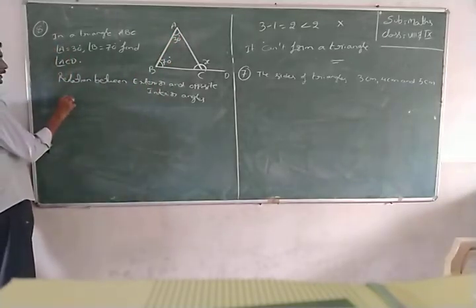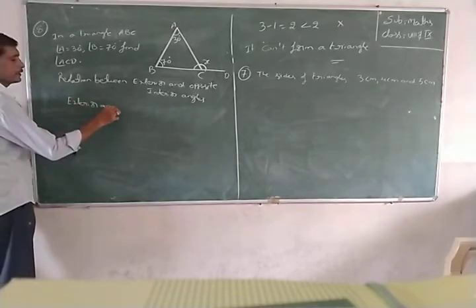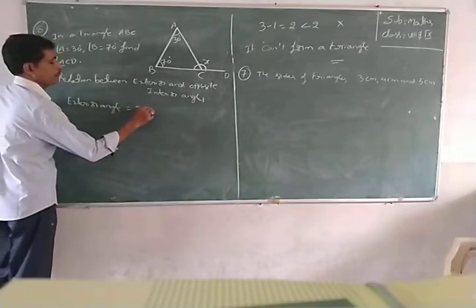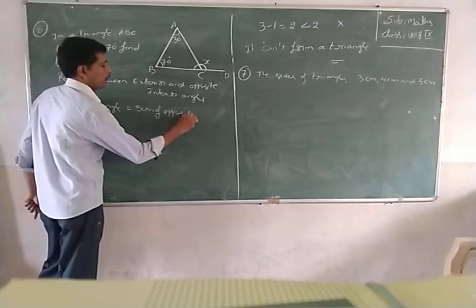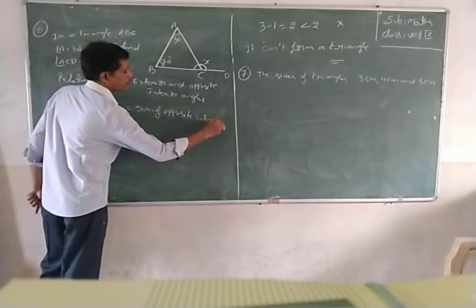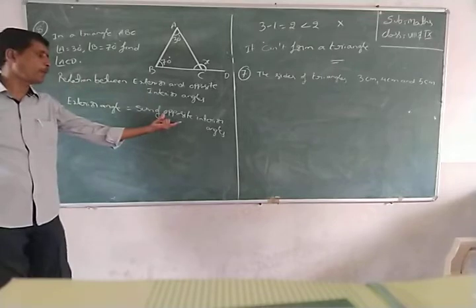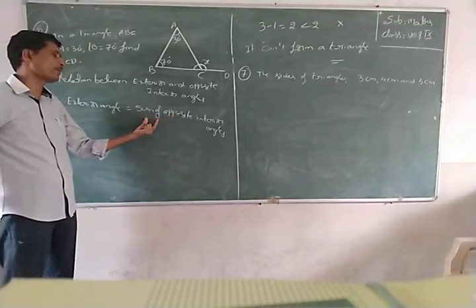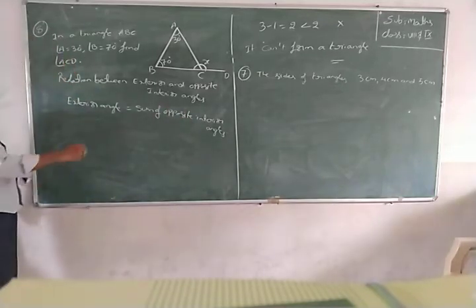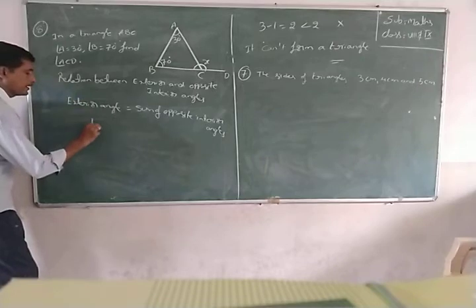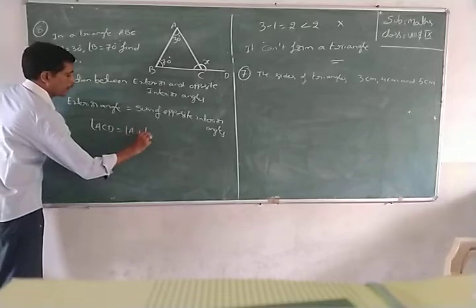Therefore the exterior angle is equal to the sum of opposite interior angles. Here it is compulsory to write sum of opposite interior angles. If you write only sum of interior angles, that is wrong. Therefore the exterior angle, angle ACD, equal to angle A plus angle B.